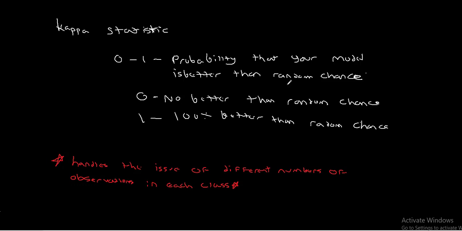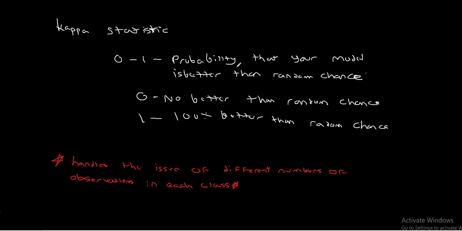And because it handles issues of different numbers of observations in each class, Kappa is really the preferred metric for comparing different models. If we had, say, a random forest model and a support vector machine model and a maximum likelihood model, and we wanted to compare those three models, assuming they had the same classes, the Kappa statistic would really be the way to go, because it handles the differences in the number of observations in each class, and it can be interpreted as the probability that your model is better than random chance.